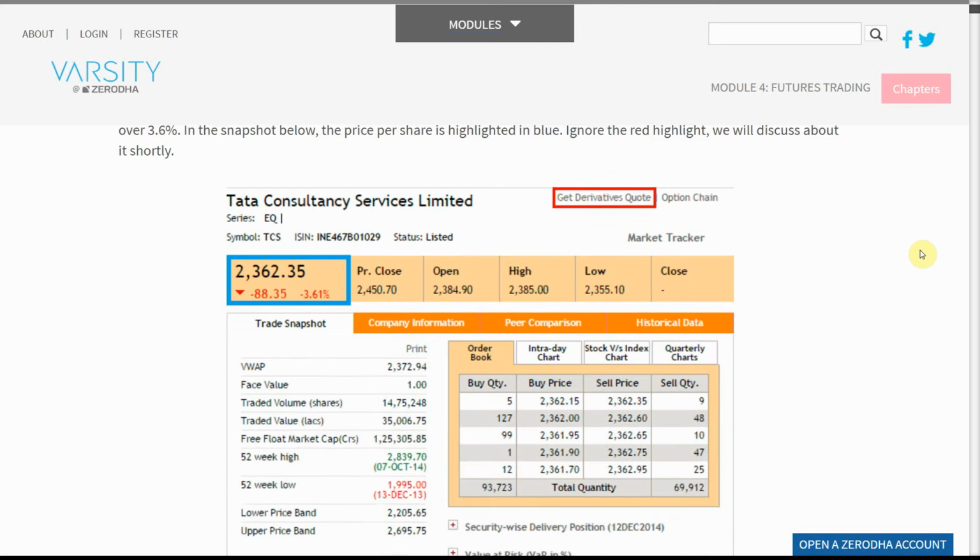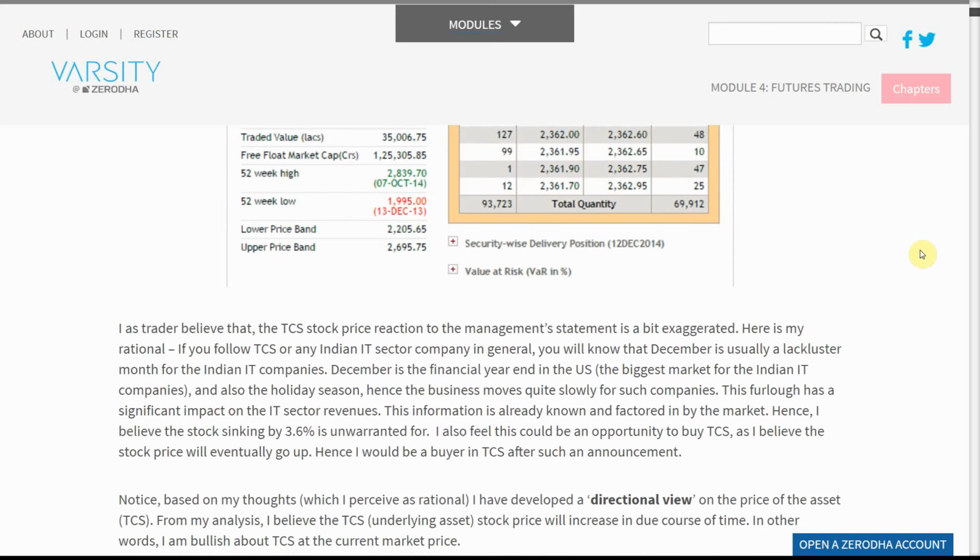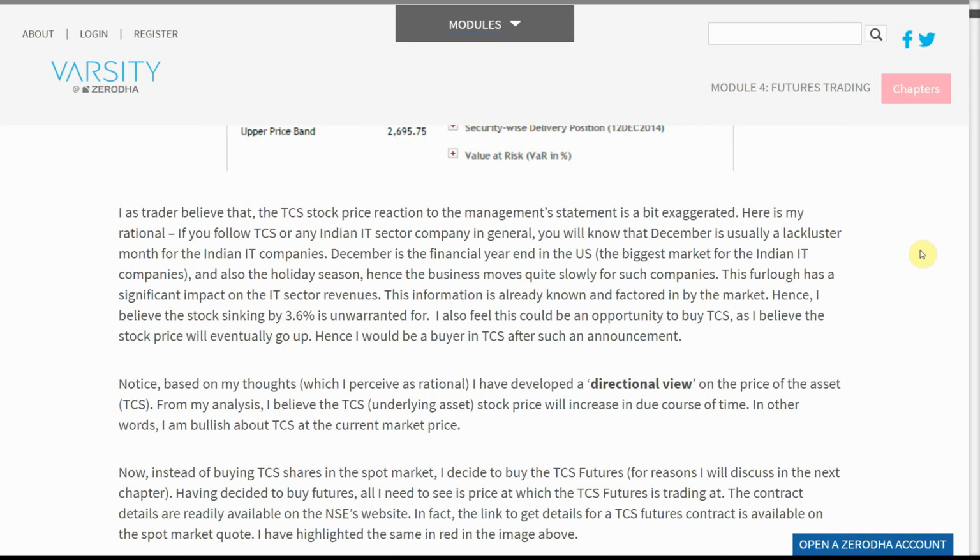I, as a trader, believe that the TCS stock price reaction to the management's statement is a bit exaggerated. Here is my rationale. If you follow TCS or any Indian IT sector company in general, you will know that December is usually a lackluster month for the Indian IT companies.